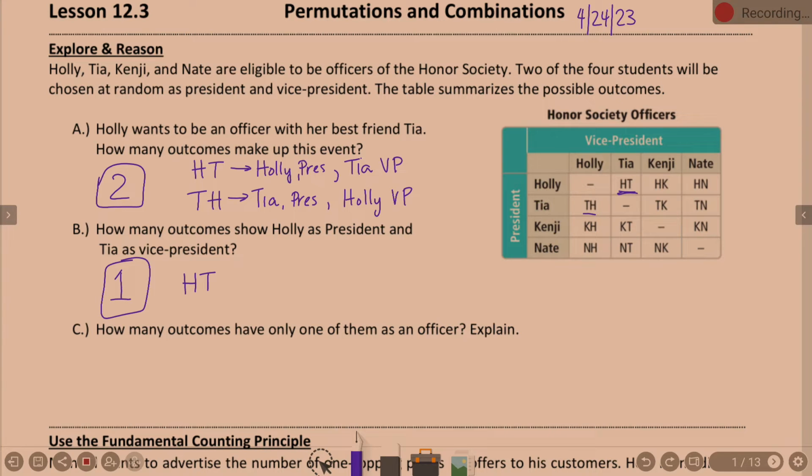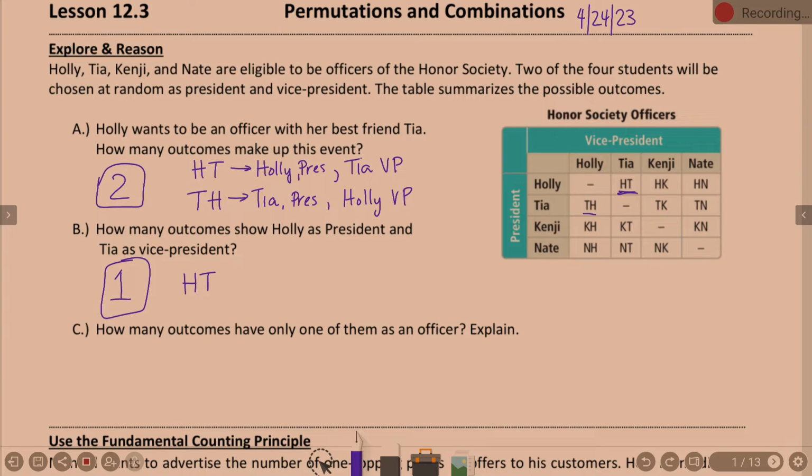Now, as we are looking through this one, one of the big things that this is getting us to think about is, does the order matter on this chart of how the names are listed? And it does, right? Because otherwise, HT and TH would be the same, wouldn't they? But they're not. They mean two different things because in this case, they are specific officer positions assigned, president and vice president. So it matters who is assigned first or who is assigned which, okay? One of the big things we're going to talk about with permutations and combinations is, does order matter? When you're assigning to specific officer positions, order is going to matter.